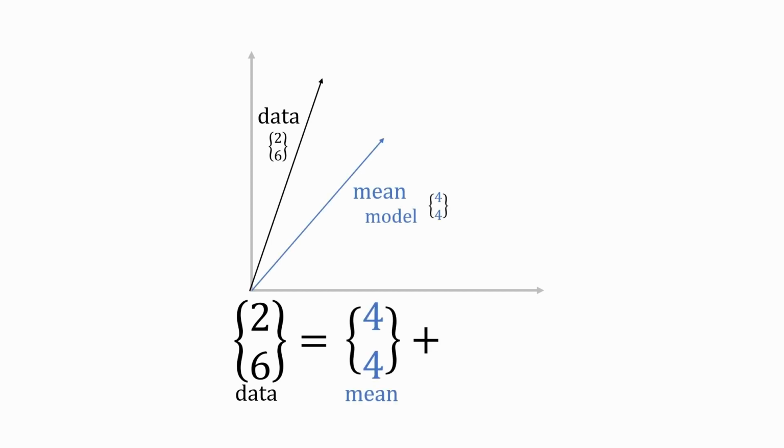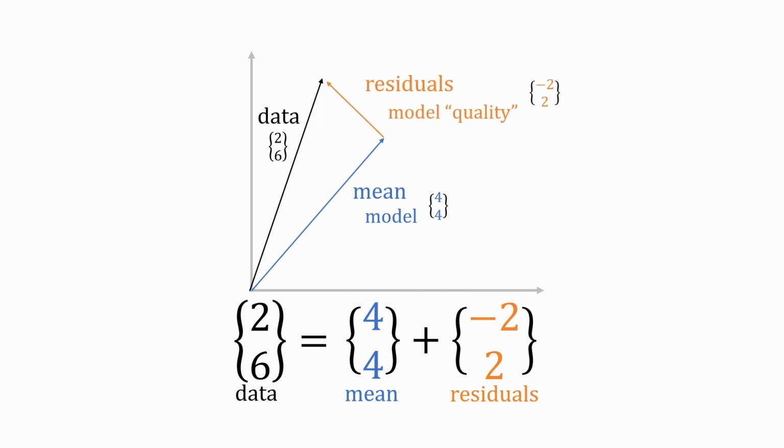We saw earlier that data equals mean plus residuals, so in order to make that equation true, we need to draw the missing residuals vector so that its tail will be at the tip of the mean vector, and its tip will point to the tip of the data vector. This is just how vector addition works. You see that when you follow these instructions, the vector of residuals will always be perpendicular to the mean. This will be super important later.